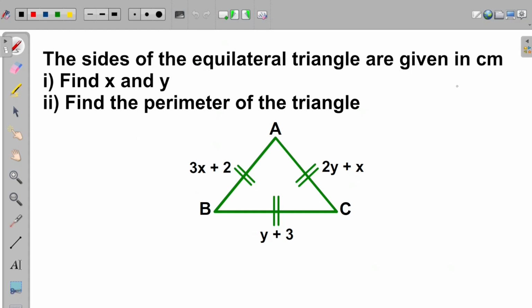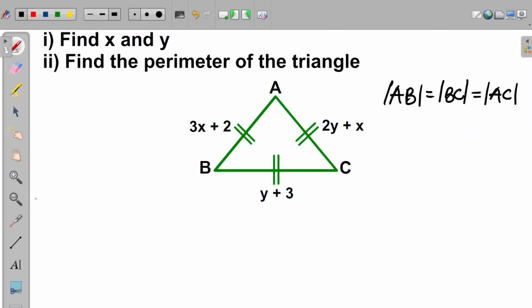The question says that the sides of the equilateral triangle are given in cm. Find x and y, and also find the perimeter of the triangle. So for an equilateral triangle, side AB is equal to side BC, and this is also equal to side AC. So with this understanding, we can solve this question.